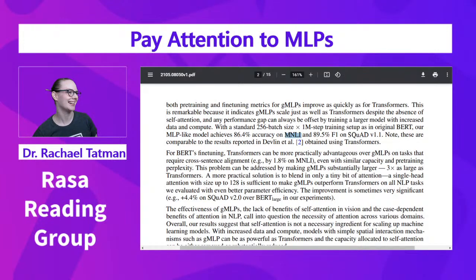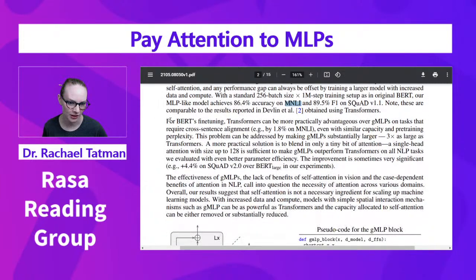Yeah, I would say it's very hard to say, for me at least. Note these are comparable, we read that. For BERT's fine-tuning, transformers can be more practically advantageous over gMLPs on tasks that require cross-sentence alignment, e.g. by 1.8% on MNLI, even with similar capacity and pre-training perplexity. This problem can be addressed by making gMLPs substantially larger, 3 times as large as transformers. No, I don't like that. Transformers are already very big.